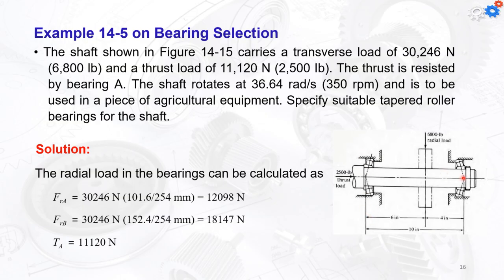So simply, again, fix the shaft here and do the moment equation. Okay, do the moment equation. So the FRA, the reaction at the bearing A, is going to be equal to the radial force multiplied by the distance from the C to A and divided by the total distance. And then I'm going to do it on the other side, or I can do the sigma of the forces in the y direction is going to be equal to 0. Then I can find the FRB as well. The TA is given as 11,120 Newton.